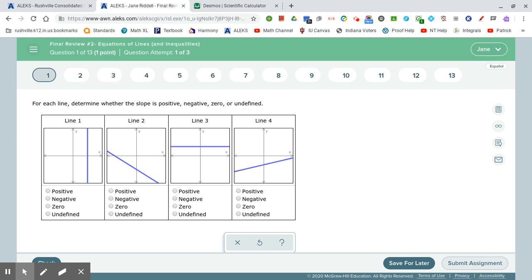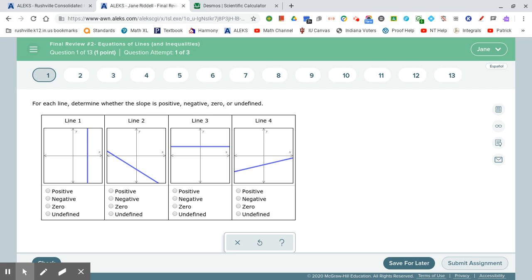Welcome back, students. This video is to help with the second review for our final exam over our first semester material. So this one has 13 questions, and we are reviewing how to work with equations of lines. That means slope, your y-intercepts, and so on. But not just equations of lines, but we'll also, towards the end, get into inequalities as well.